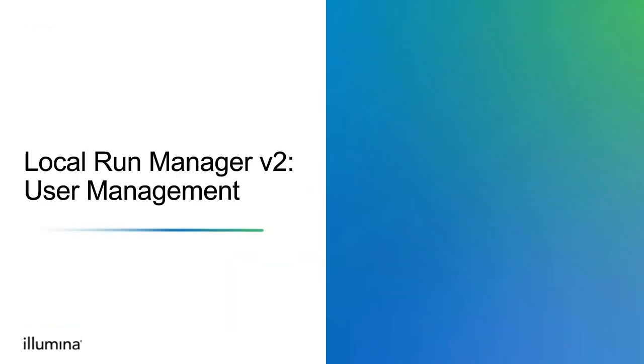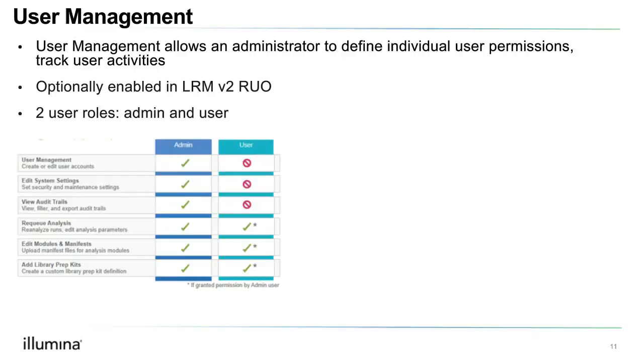Before getting into how to create the run and analyze the data using Local Run Manager, I want to talk about Local Run Manager user management, since it can affect everything that we do in Local Run Manager. User management allows an administrator to define individual user permissions or track user activities. This is an option for Local Run Manager version 2, so you can turn it on or turn it off. However, this option is always turned on in Local Run Manager version 1.3 or Local Run Manager DX version, which means that you will need to log in as admin with credentials. There are two user roles, admin and user, with different permissions as shown here.